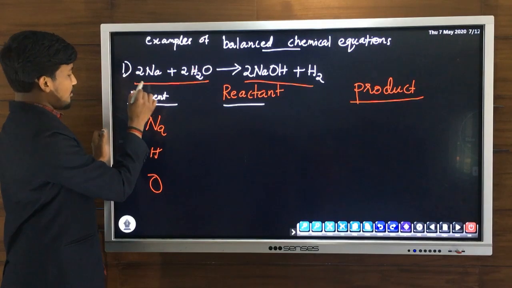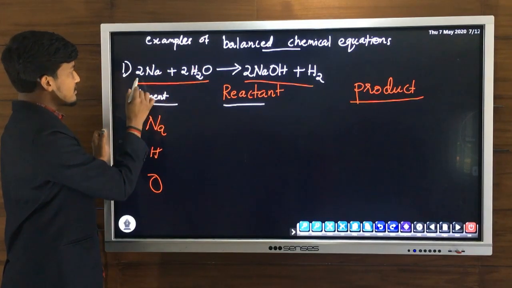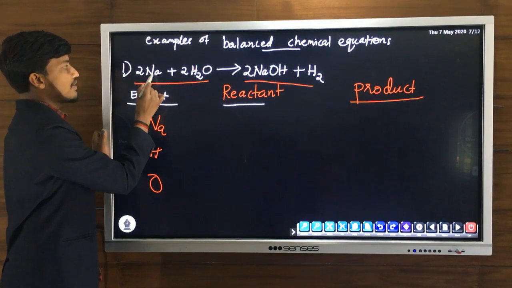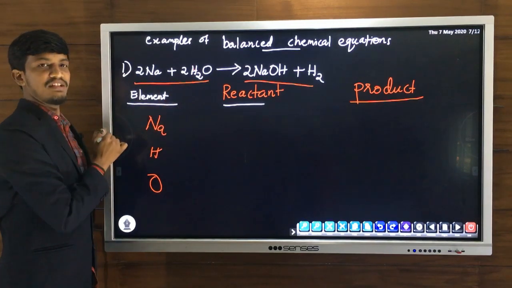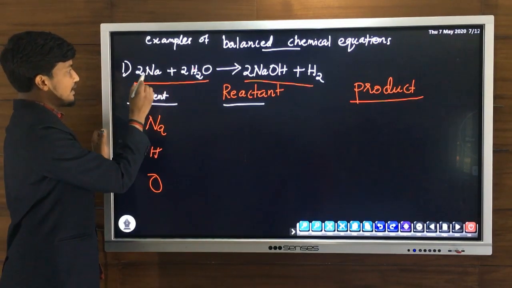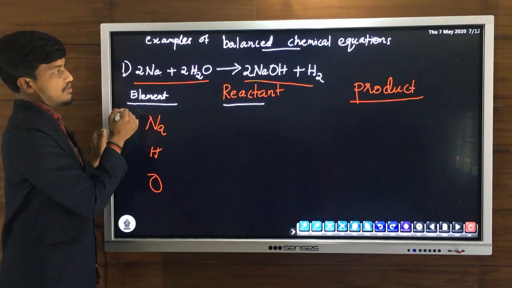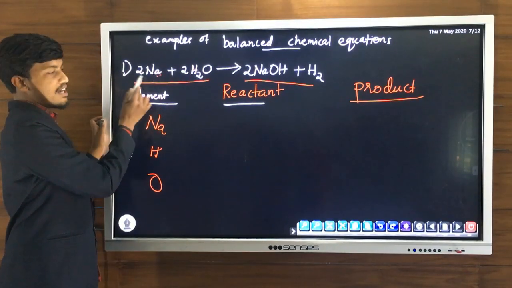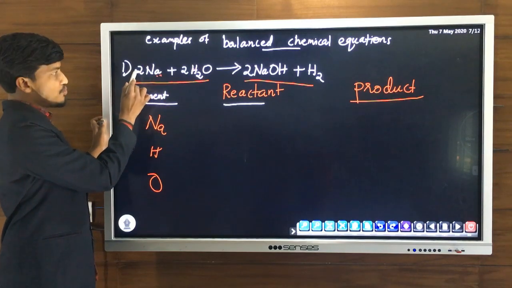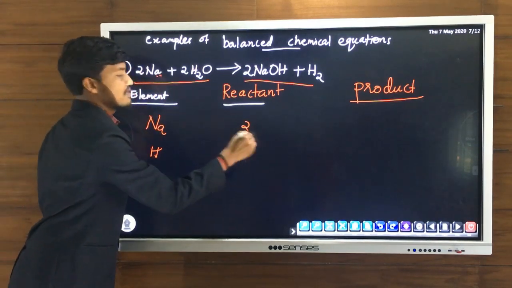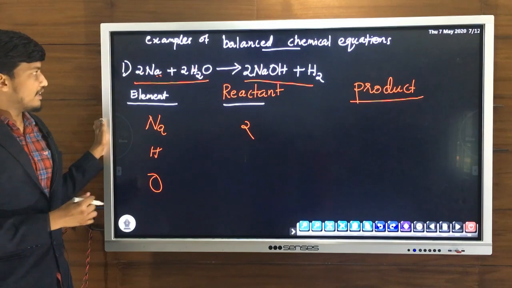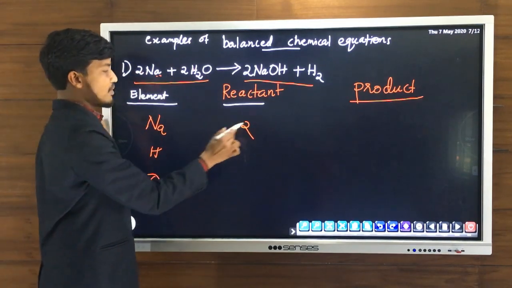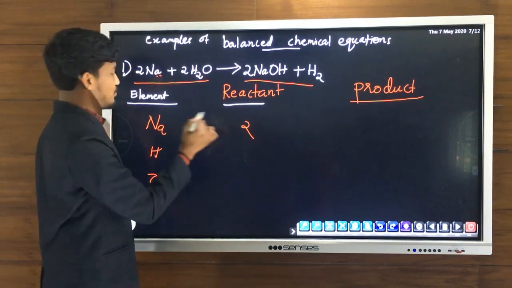On the reactant side we have only two reactants and Na is present only in the first reactant. There is no Na in the second reactant. The number of Na atoms is 2 into 1, 2. 2 is the coefficient here, therefore 2 ones are 2. So the number of sodium atoms on the reactant side is 2.